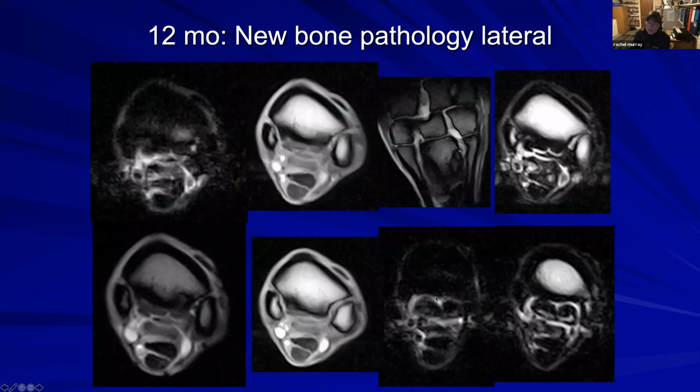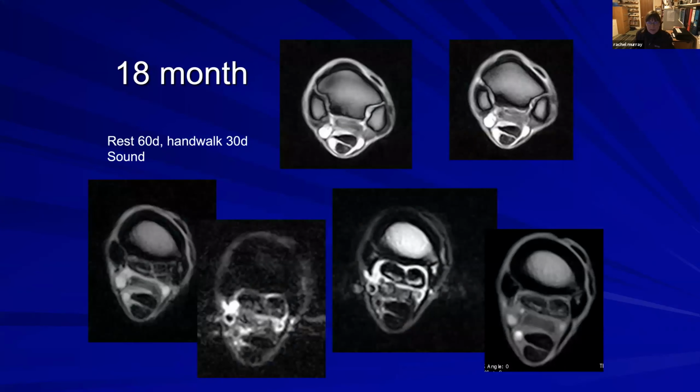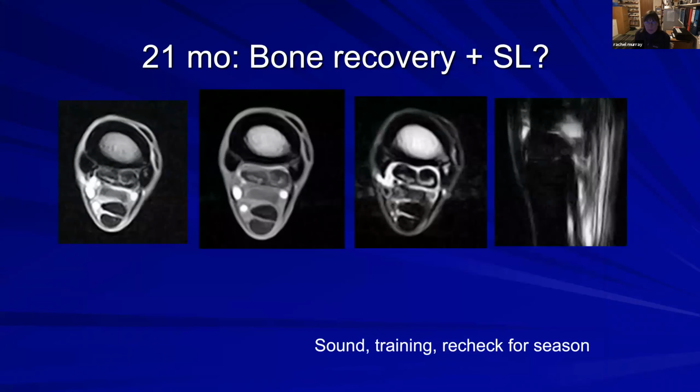We've still got evidence of medial lobe abnormality, but our bone injury is now lateral, which I think is quite interesting. At 18 months, the horse is sound, and we've got resolution of the lateral aspect problem. And at 21 months, we've got complete resolution of the bone, but we've still got abnormality of the suspensory ligament.